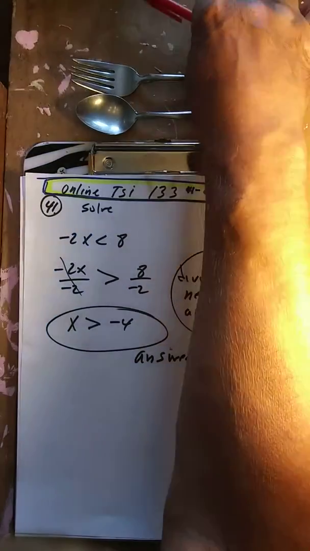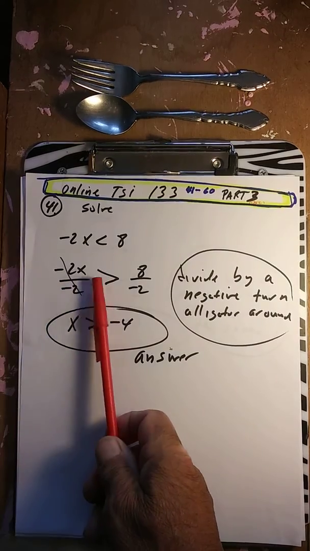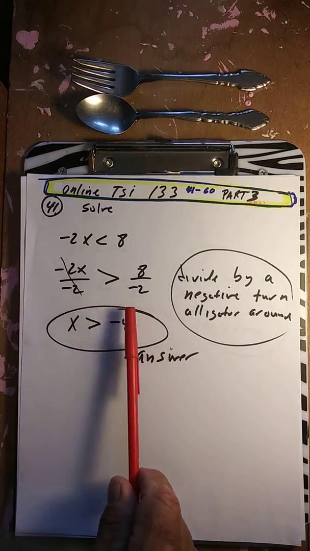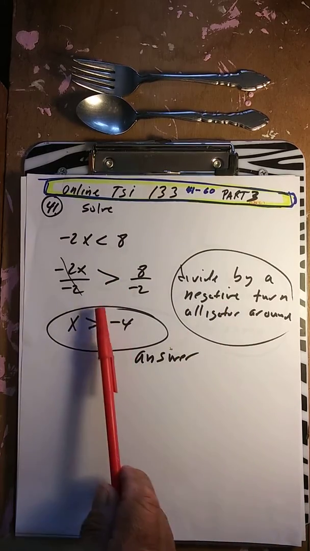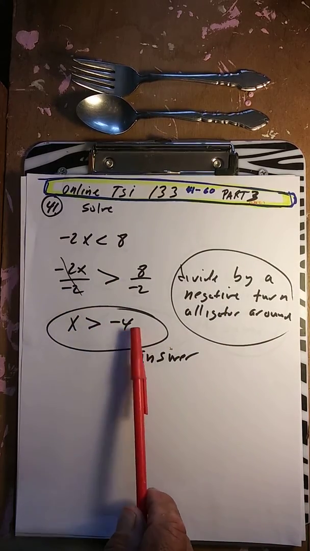Let's start on it. Negative 2x is less than 8. Divide by negative 2 on both sides. When you divide by a negative, turn the alligator around. So x is greater than negative 4.